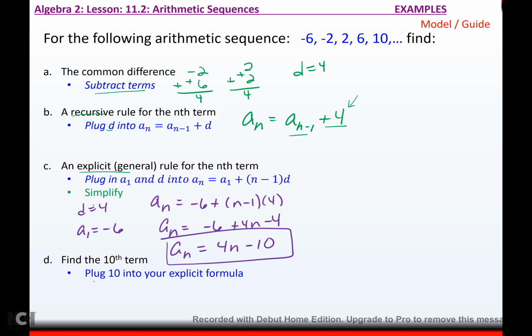And then to find the 10th term, I'm going to find A sub 10, which would be 4 times 10 minus 10, which would be 40 minus 10, which would be 30. The 10th term of this sequence would be 30.